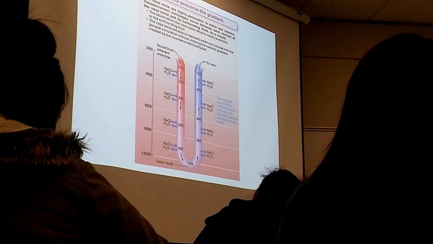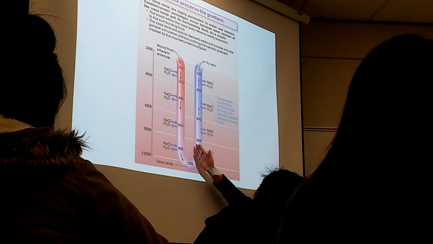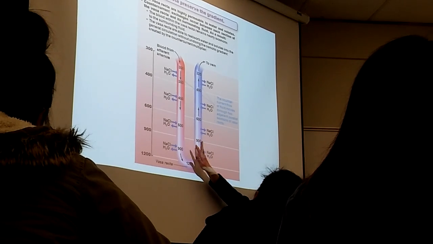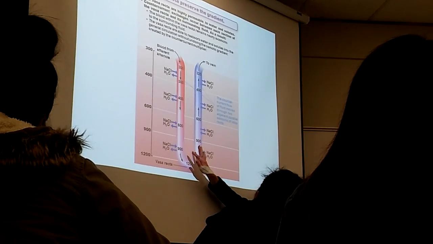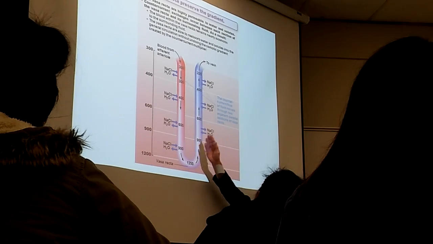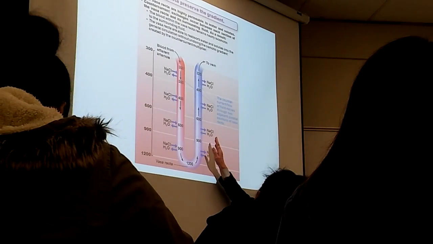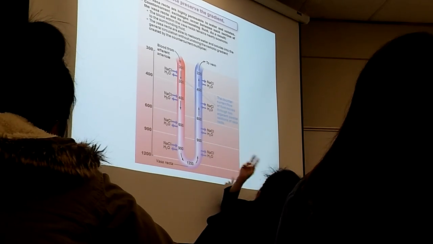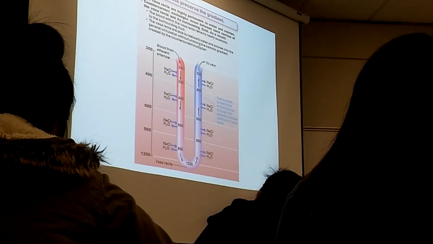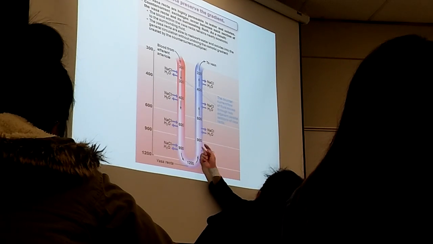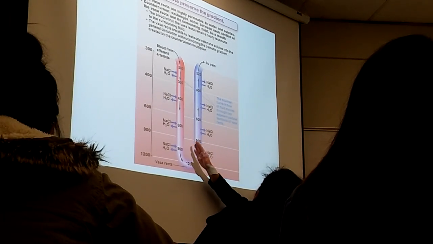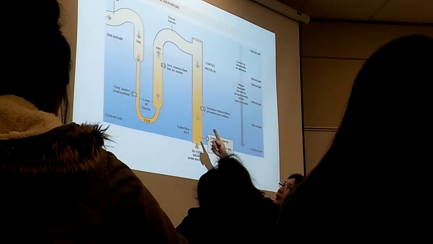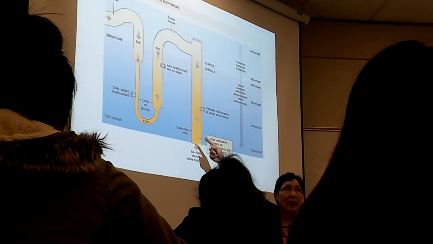You also have the vasa recta. So your descending loop of Henle is here, your ascending loop of Henle is right here. These two also set up a countercurrent system. And you also have a descending and an ascending vasa recta, and so these also act as a countercurrent system. What a countercurrent system means is that they're so close together that they can actually exchange things from here to here and vice versa, back and forth.